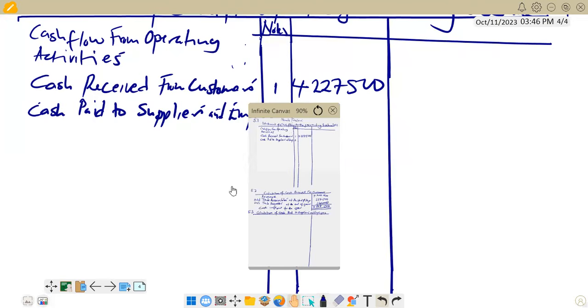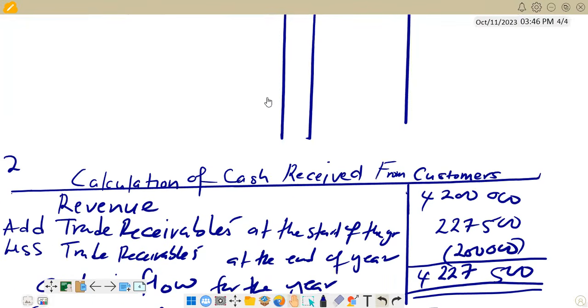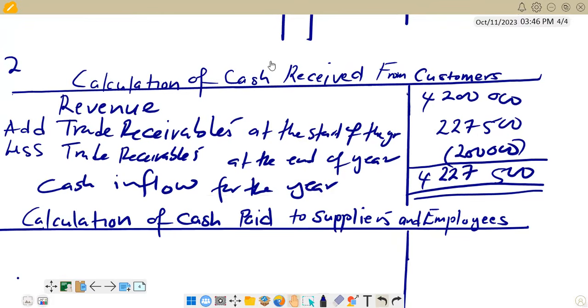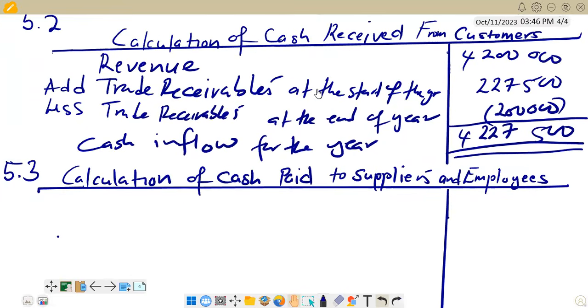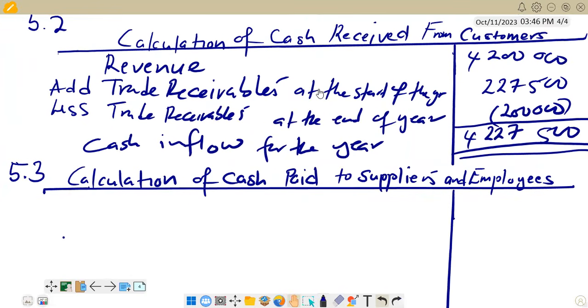Then we go to note 2, where we are going to calculate cash paid to suppliers. Right, this is our note 2. On our note 2, we are going to show revenue and income as negative figures. Then expenses and payments, we are going to show them as positive figures.